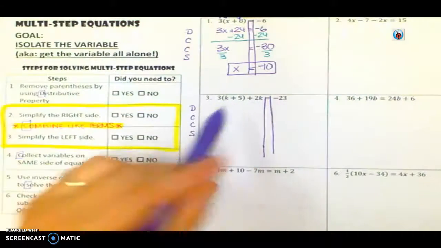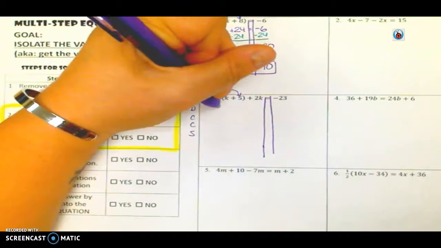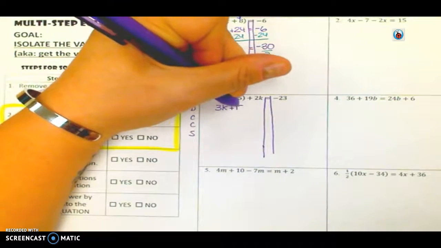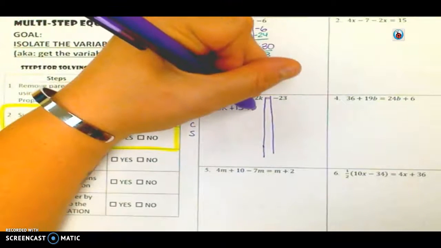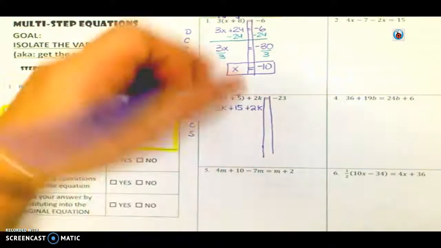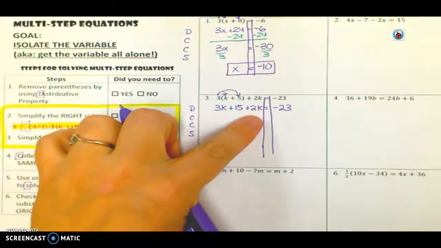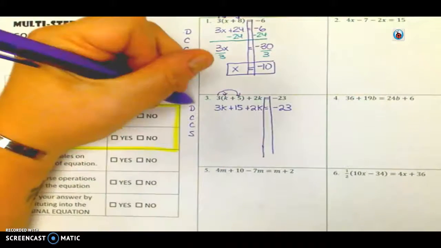I do see that I have parentheses, so I want to go ahead and take care of that. So I get 3k plus 15 plus 2k. Remember, this is not in parentheses, so it doesn't get distributed. Don't forget about that guy. All right, so I distributed.